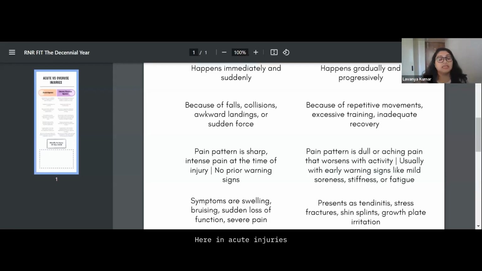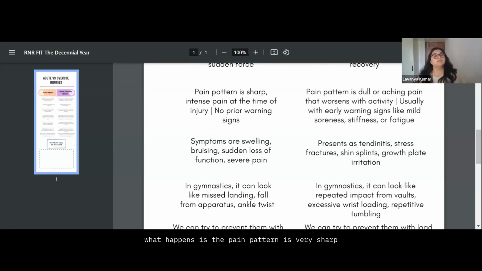In acute injuries, the pain pattern is very sharp. It's very intense and very immediate pain at that particular point. You can't necessarily look forward to any warning signs per se. But of course, if there is a sharp object lying around and someone is doing any physical activity, we're always going to say, hey, keep that away, anybody can get hurt. But apart from that, we don't necessarily see any other warning signs.